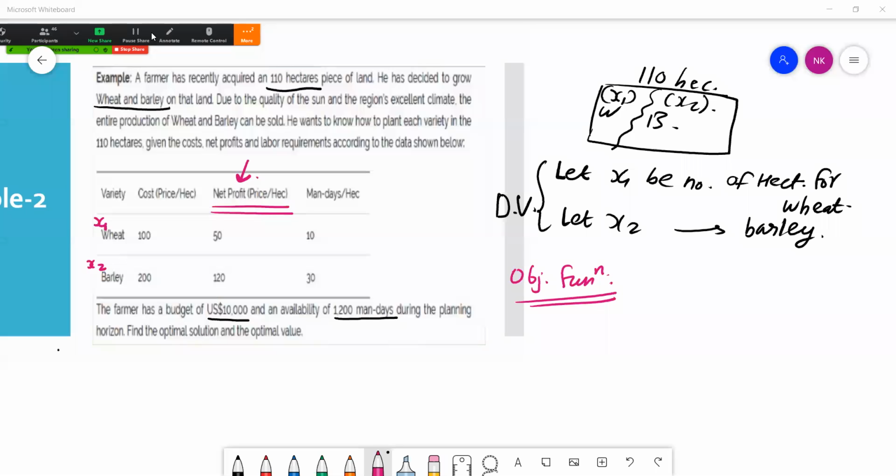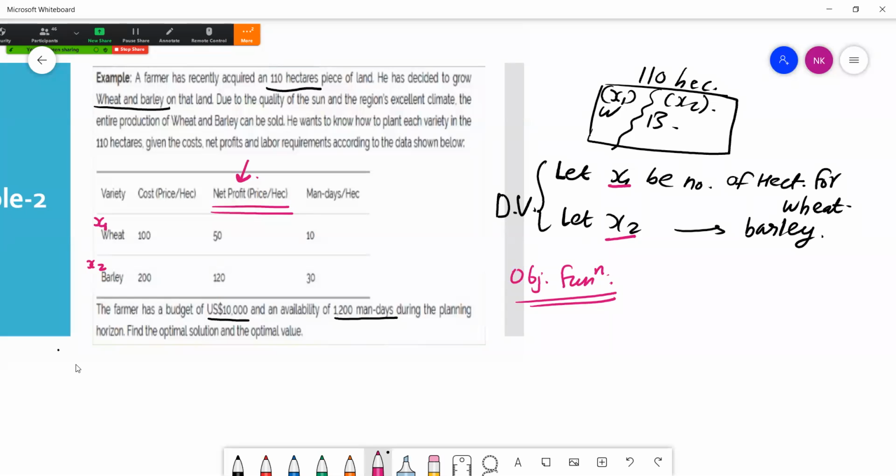Okay, so let me start discussing the answer. We need to find out how many hectares of wheat and how many hectares of barley should be produced. So our first task will be to decide the decision variables. We have decided that x1 and x2 will be our decision variables, serving as the hectares of wheat and barley respectively. So I've simply written over here x1 and x2.